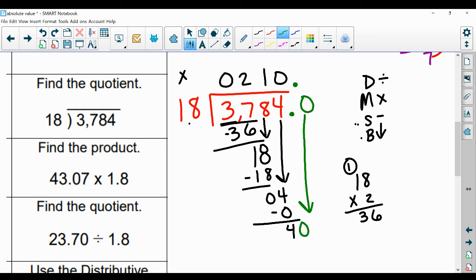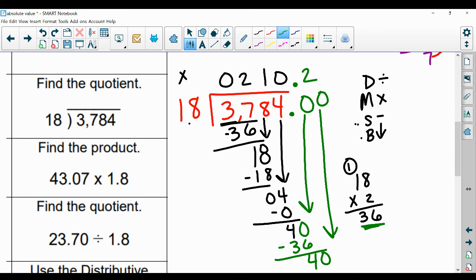So now we have 40. About how many times will 18 go into 40? Well, we found out that 18 times 2 gives us 36, which is super close to 40, and I don't think we can use any more. So let's try 2. Gives us 36. When I subtract and count up 36 to 40, 36, 37, 38, 39, 40, I get 4 left over. Have my 0.